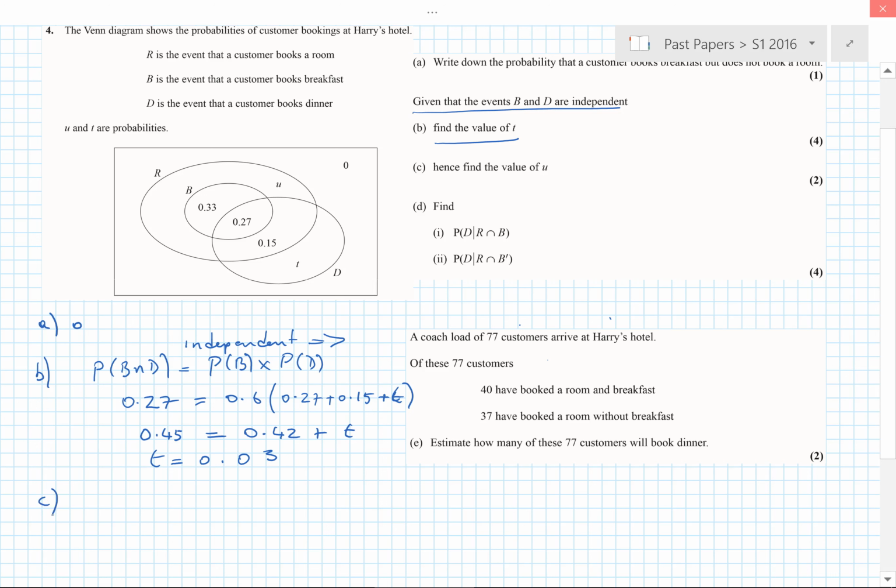Okay, part C, hence find the value of U. Well, that's now a bit of a bonus mark, for 2 marks. They all must add up to 1. So we've got U plus 0.33 plus 0.27 plus 0.15 plus T, which we now know is 0.03, equals 1. So that gives us that U equals 0.22.